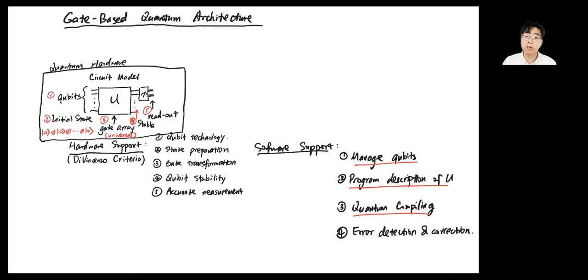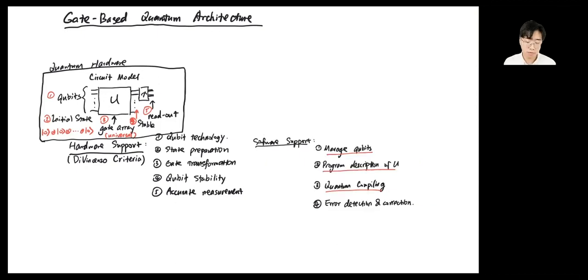Now, a relatively easy approach to implement those software supports is to let a host CPU be responsible for the software support. So in current designs of quantum hardware, a critical component is the classical host computer.